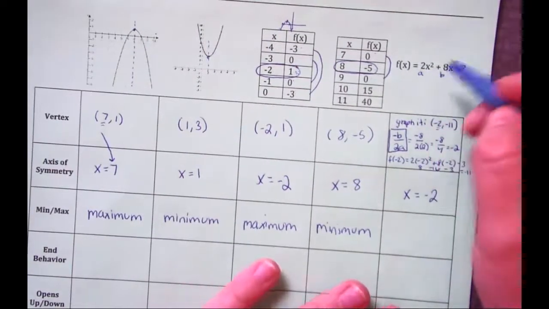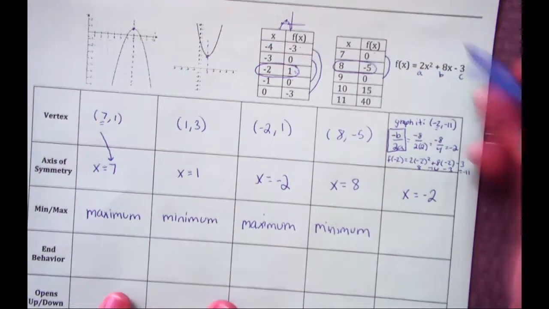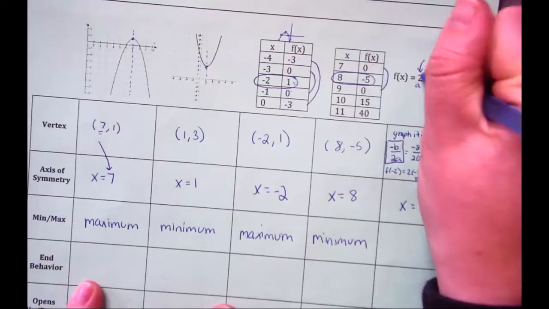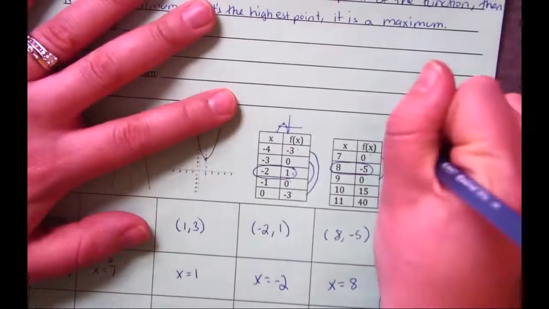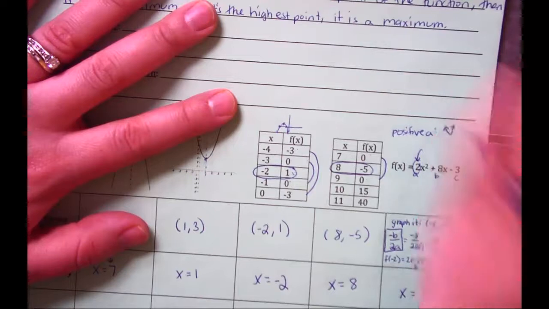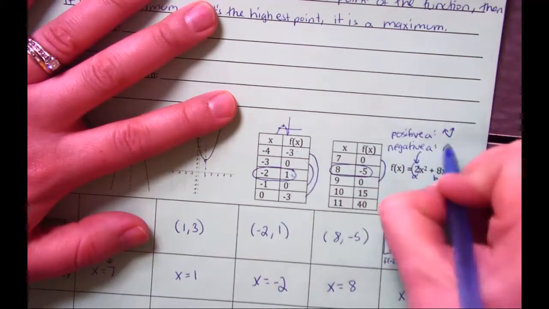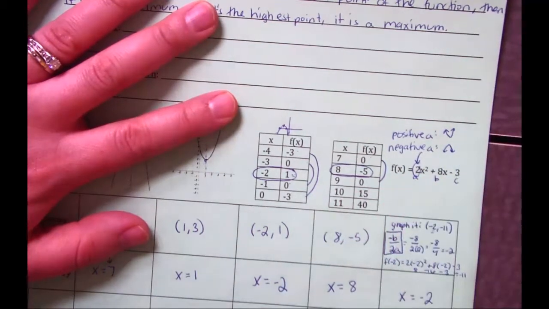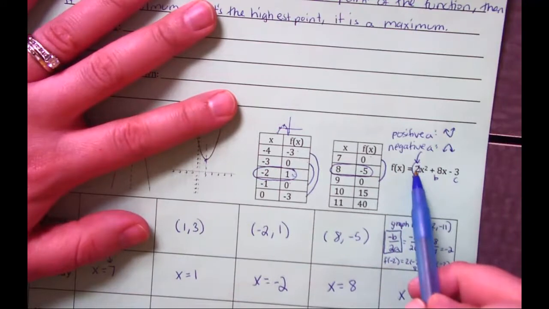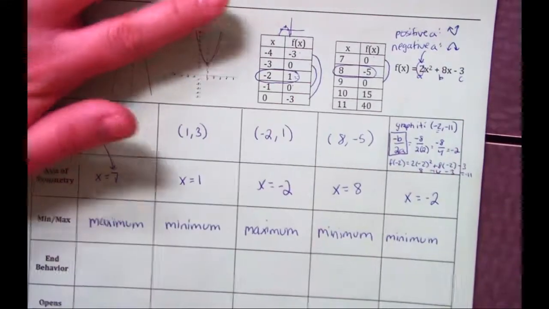Over here, we can tell just by looking at this equation if the function opens up or down based on this value of a. Positive a looks like that. Negative a looks like that. So because a is +2, I know that this graph looks like that, which means that my vertex is a minimum. That's the smallest point of the function.